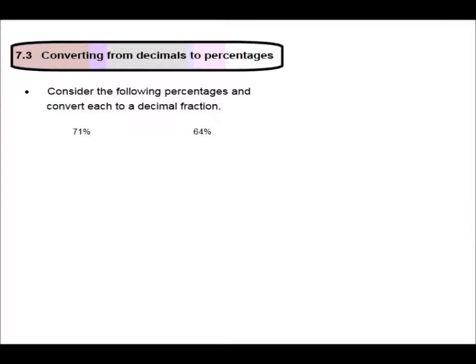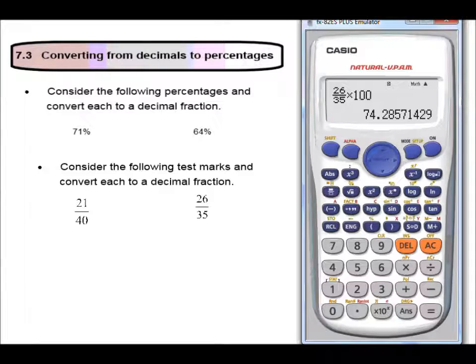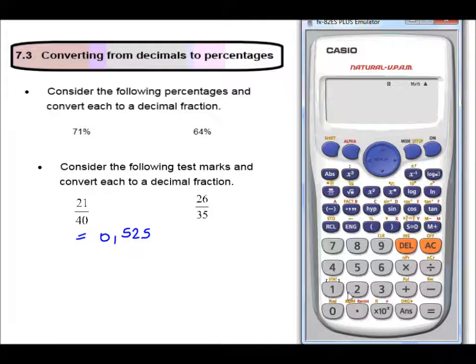Right, let's look at the next one. Consider the following test marks and convert each to a decimal fraction. Well, if you remember, to convert a common fraction to a decimal fraction, all we did was we said 21 over 40, or 21 divided by 40 equals, so that would equal 0,525. Next, 26 out of 35.